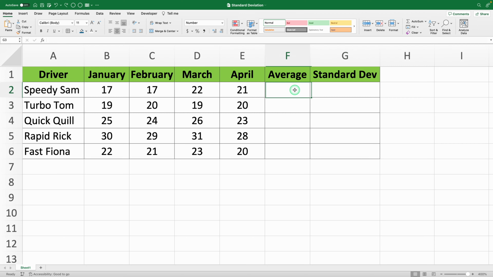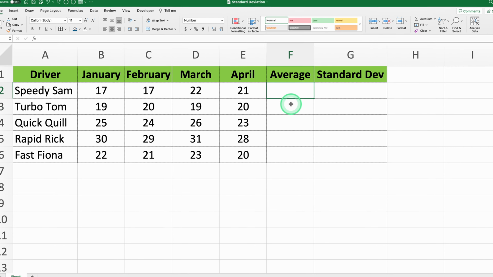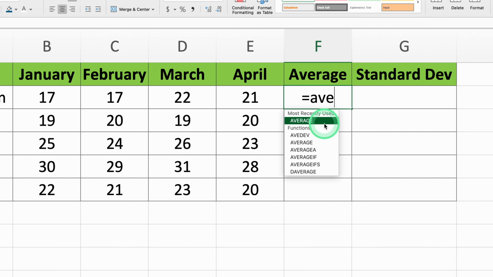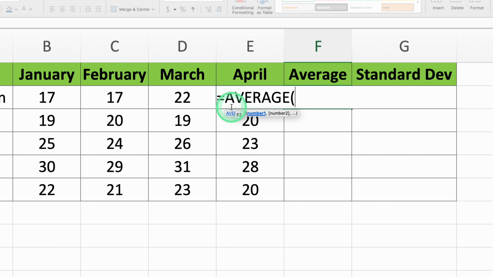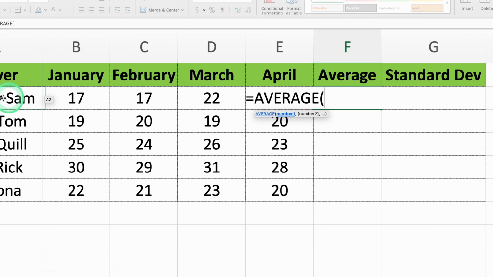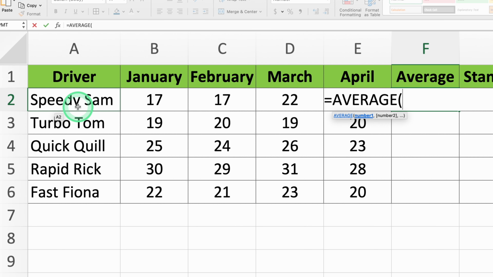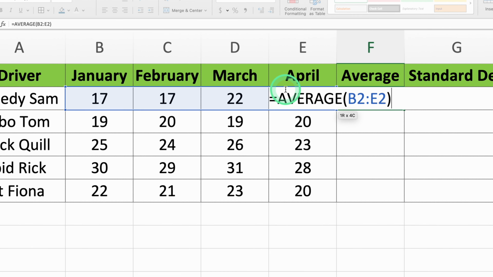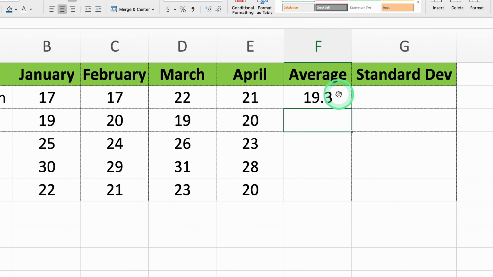To calculate the average delivery time in Excel, we type the formula equals AVERAGE. Then, we select the cells corresponding to each driver's delivery times. For example, for Speedy Sam, we select the cells from January to April, which are B2 to E2. Hit Enter. This gives us the average delivery time for Speedy Sam. Then, just drag the formula down to calculate the averages for the other drivers.